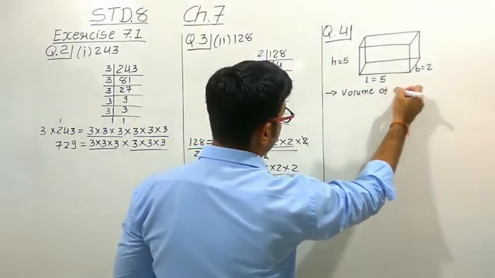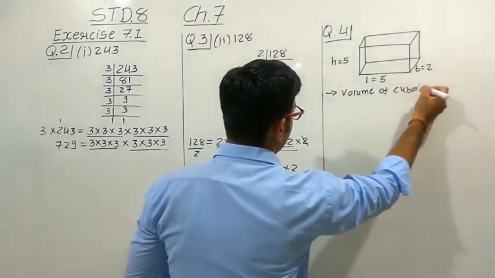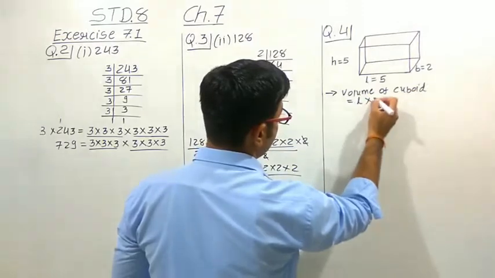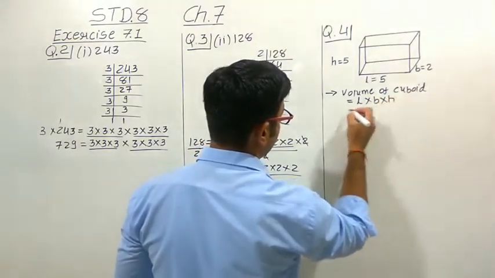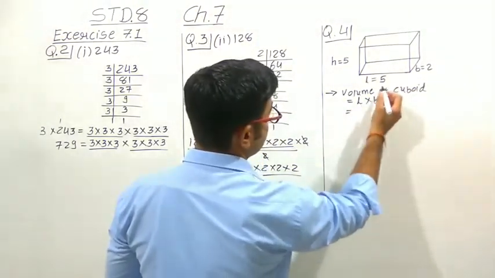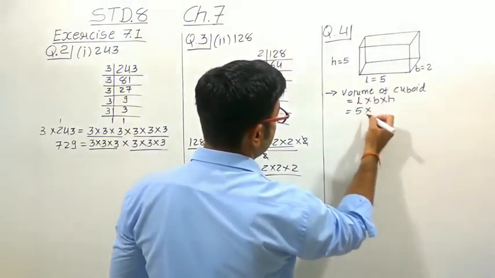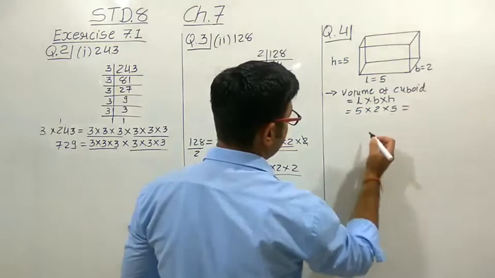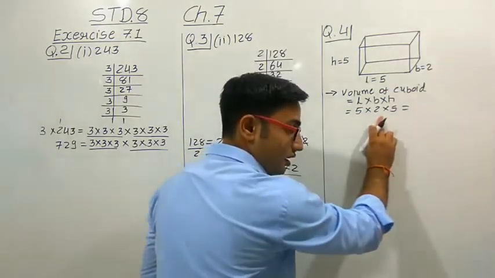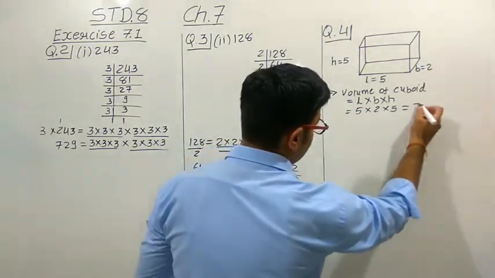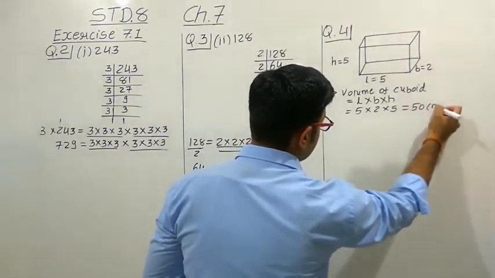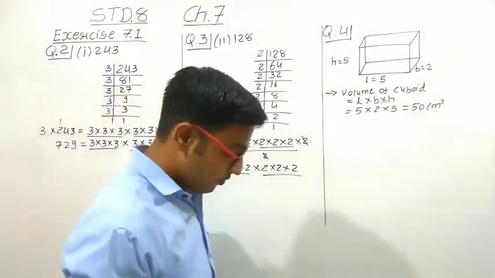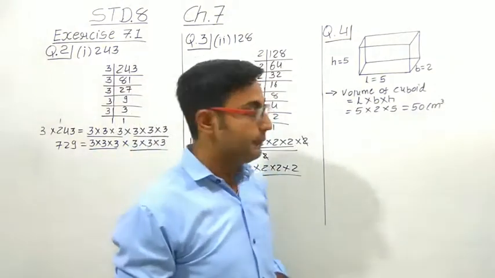Volume of a cuboid is equal to length into breadth into height. The length is 5 cm, breadth is 2 cm and height is 5 cm. The total will be: 5 twos are 10, 10 fives are 50. The total is 50 cm cube. This is the volume of one cuboid.